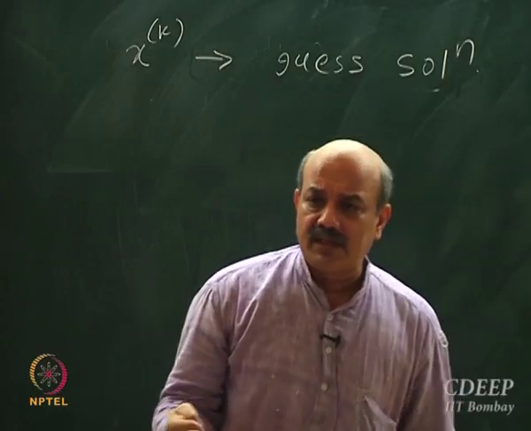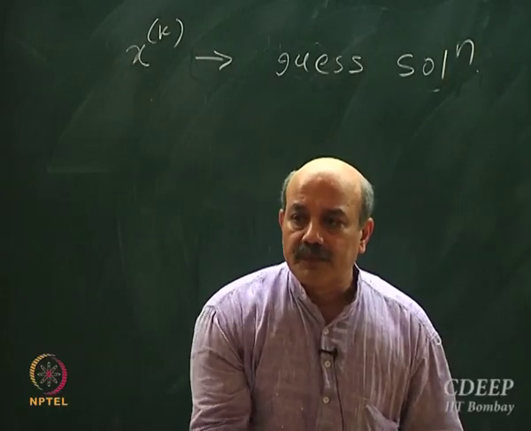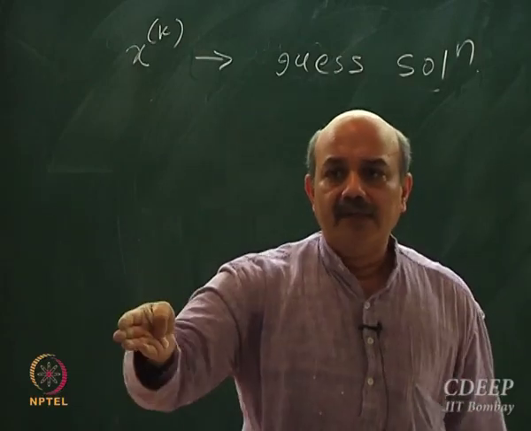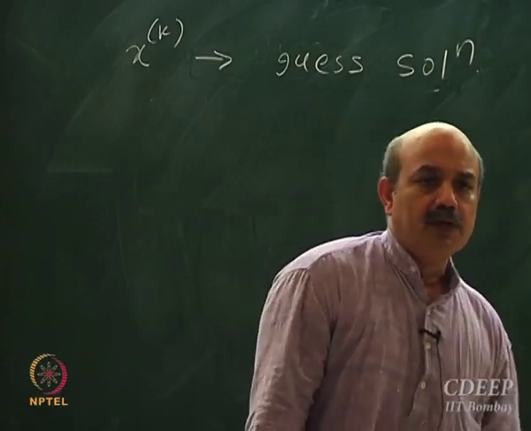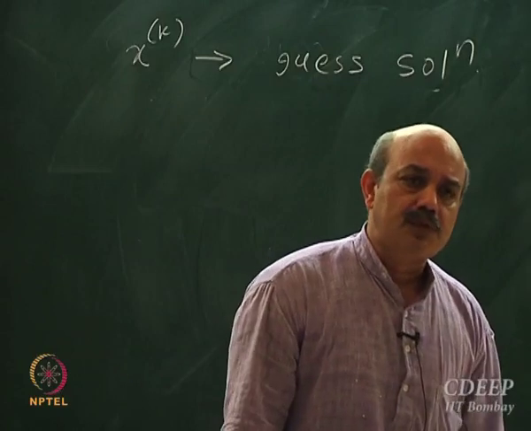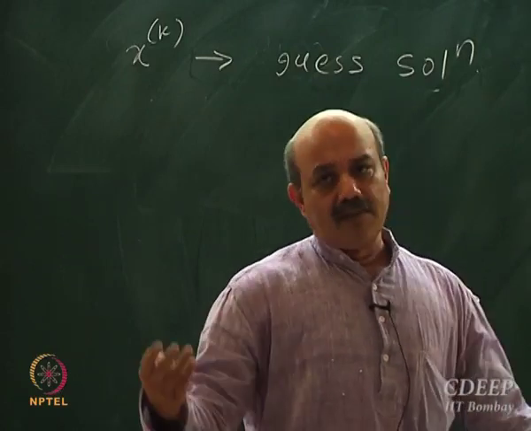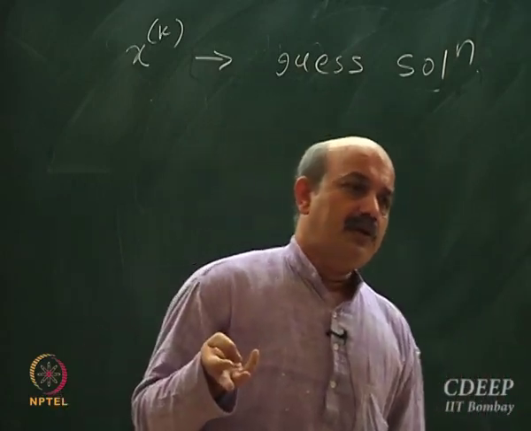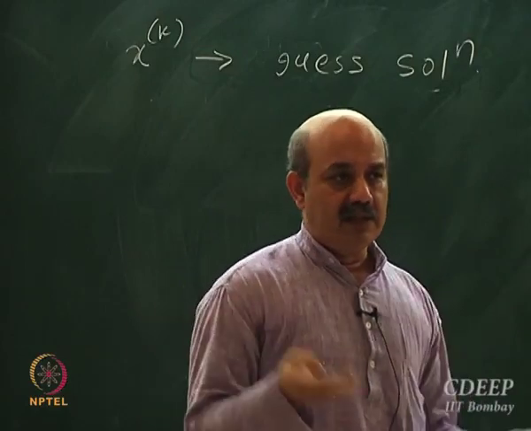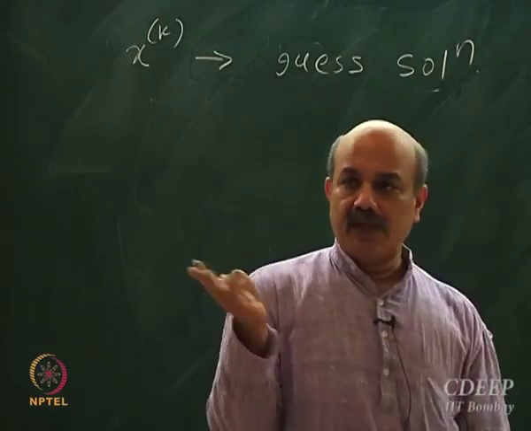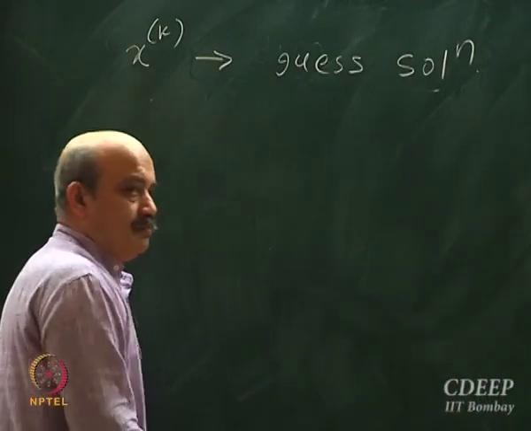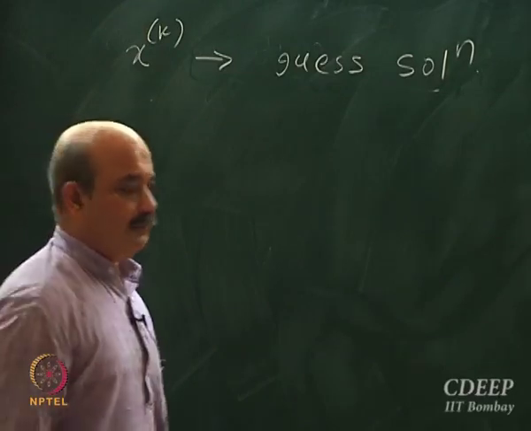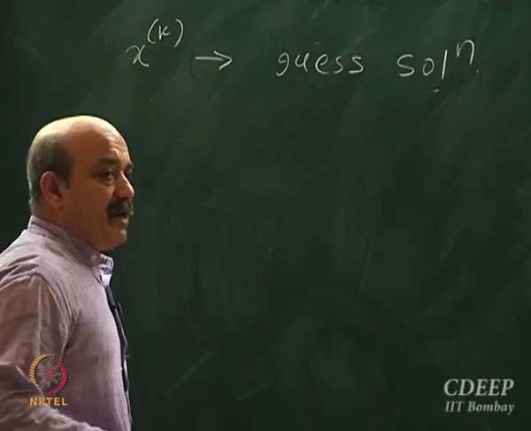What is the philosophy in iterative methods? You start with a guess and then move on to the next guess, and then hope that the iterations converge to the solution. In this case, it will converge to a local solution. In some cases it will converge to the global solution, but that depends on the problem and on your initial guess. If the problem is highly nonlinear with funny shapes, it depends. If the problem has only one peak or one valley, it will reach the global minimum. So xk is my guess solution.